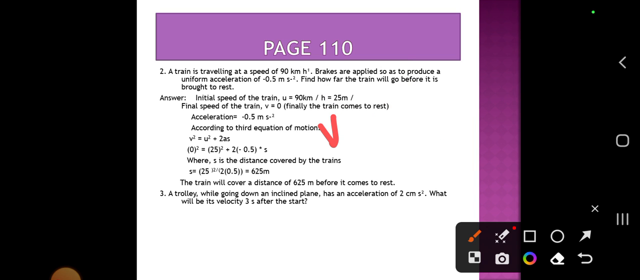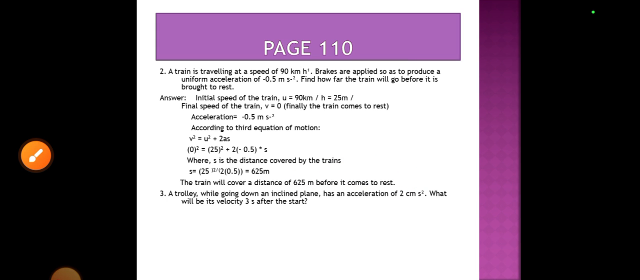So putting all the data which we got right now, what we'll get? We'll get the distance traveled by the train is 625 meter before it comes to rest.